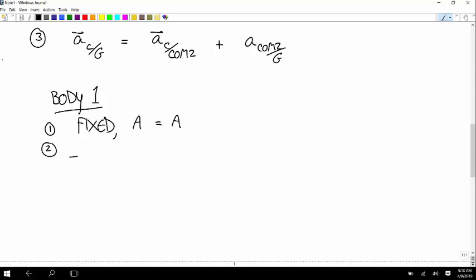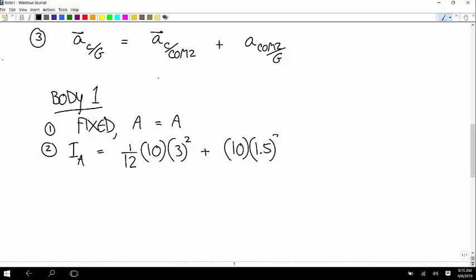And so that means that the mass moment of inertia, we're going to have to use the parallel axis theorem. So this is 1/12 times the mass times the length squared plus the mass times the distance from the center of mass to A. What's that distance? 1.5. And what do you get for this? 30? Wow.